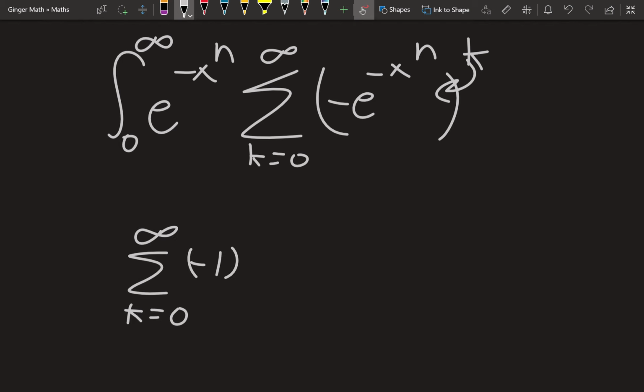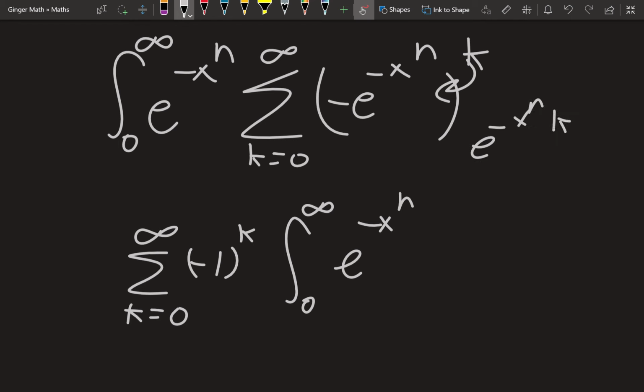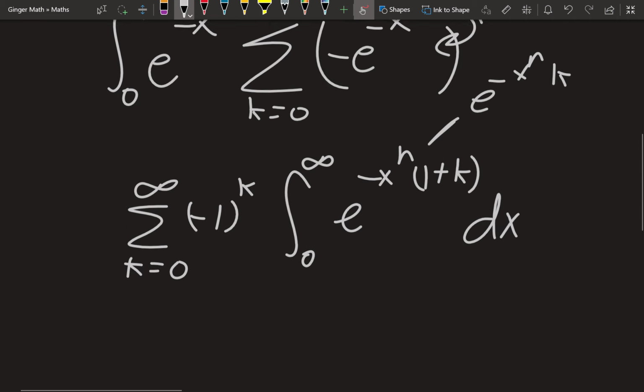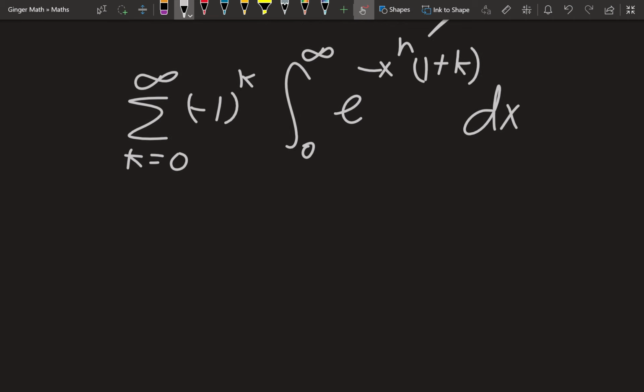Let's see. Negative 1 to the k of the integral from 0 to infinity of e to the minus x to the n. And then what we have here is just an e to the minus x to the n to the k, or times k. And we're multiplying these two things. So by properties of exponents, that's just a 1 plus k, or just factor it out, really, dx. And you'll notice this looks a lot like the Gaussian, because it essentially is, actually.